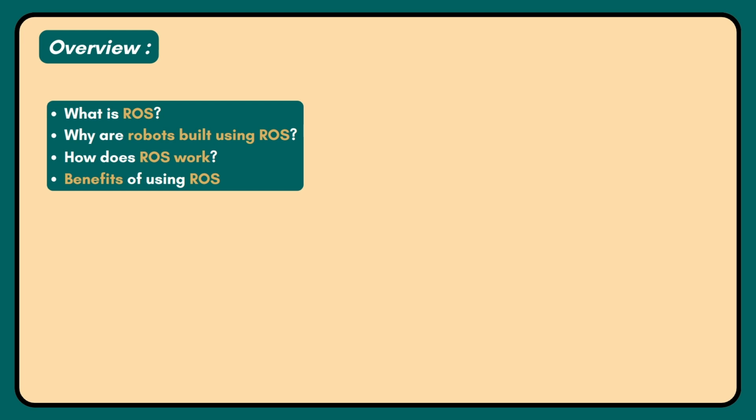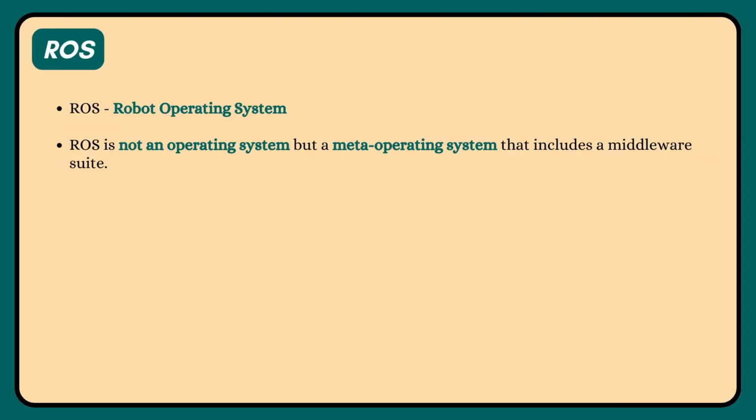Now let us see what is ROS. ROS stands for Robot Operating System, but actually it is not an operating system, but it is a meta operating system that includes a middleware soup.